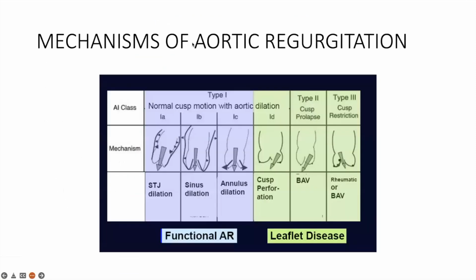When we classify this regurgitation, there are ways of classifying the mechanism. So we can have aortic regurgitation due to normal leaflet motion, but due to dilatation of the annulus. That's called functional aortic regurgitation. And then we have leaflet disease, such as cusp perforation, bicuspid valve, or rheumatic disease.